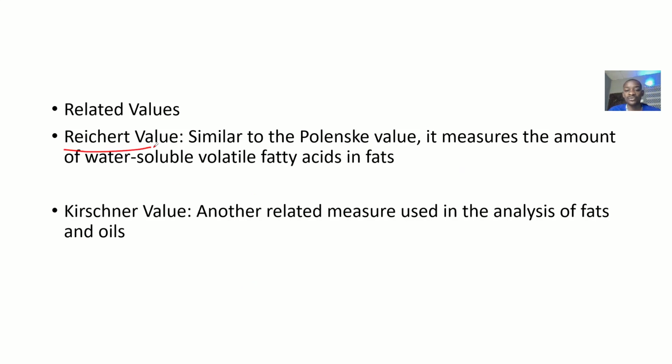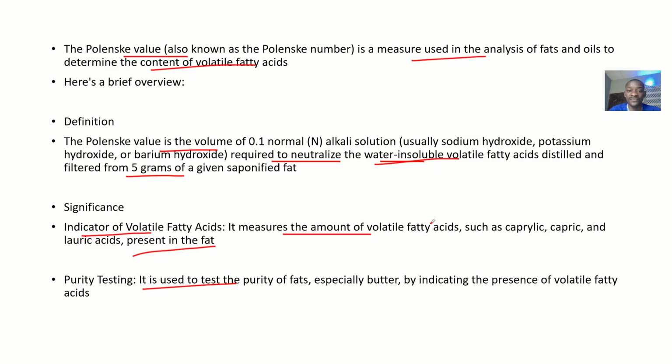You have the Reichert value. This one is similar to the Polenske value, but it measures water-soluble volatile fatty acid. Polenske value measures the insoluble. Then you have the Kirchner value. This one is another related value that analyzes fats and oil. So that's it for the Polenske value, also known as Polenske number, used for analysis of volatile insoluble fatty acid in fat and oil.